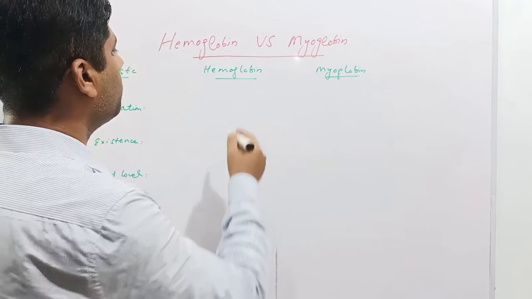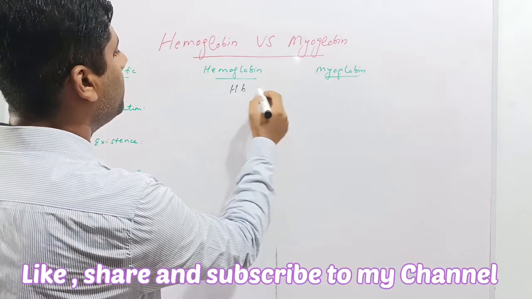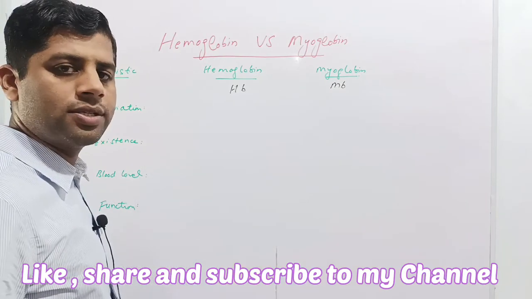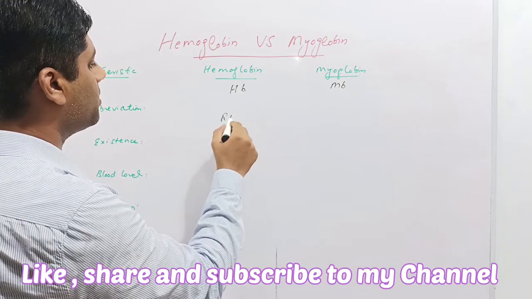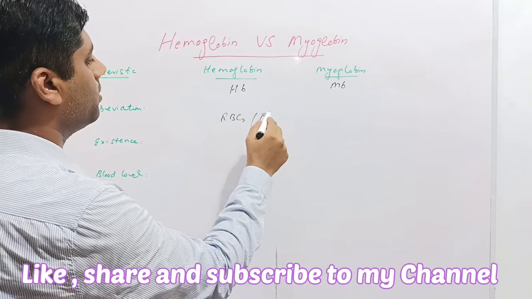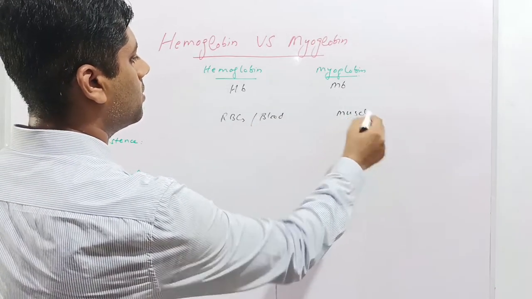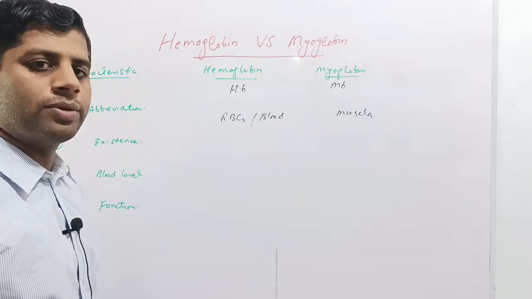Next is the abbreviation. Hemoglobin can be abbreviated as HB and myoglobin can be abbreviated as MB. As for existence, hemoglobin is present in the red blood cells or blood, while myoglobin is present in the muscles. These are found in all kinds of vertebrates.